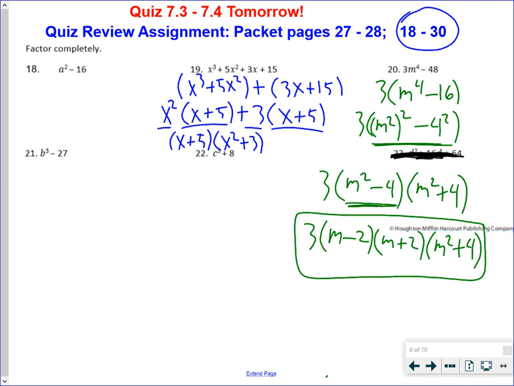For 18, 21, and 22, they're all pretty straightforward special factoring patterns that we saw in the previous slide. So look at them, try to do it yourselves, and try to compare it to our factoring patterns in the previous slide and see if you can factor it out yourself. Okay?